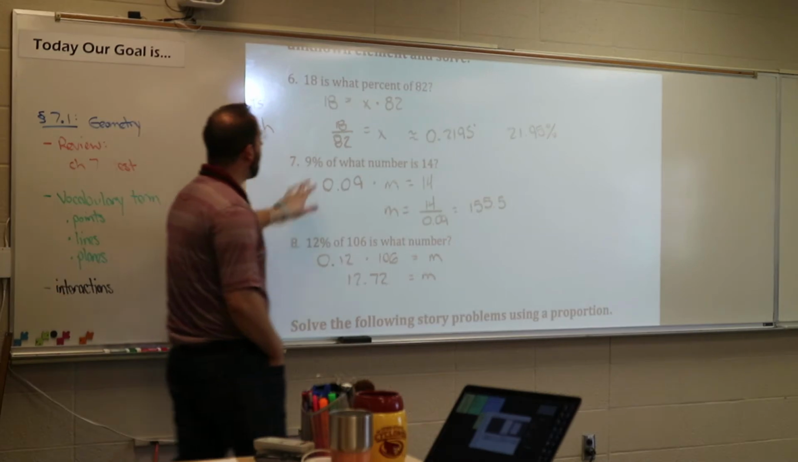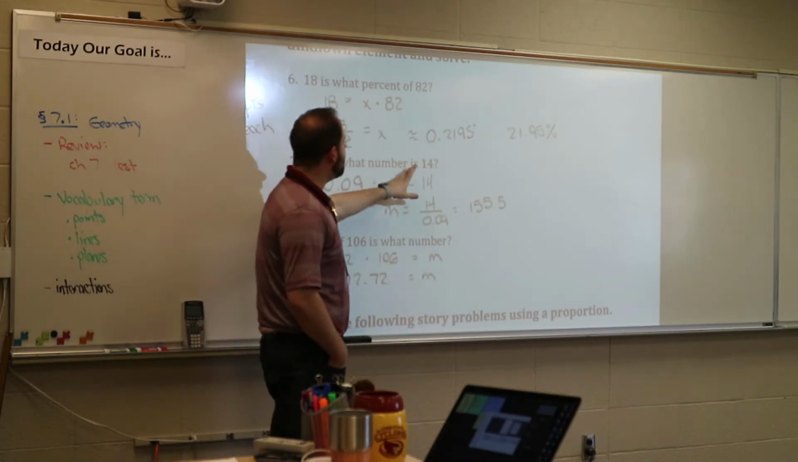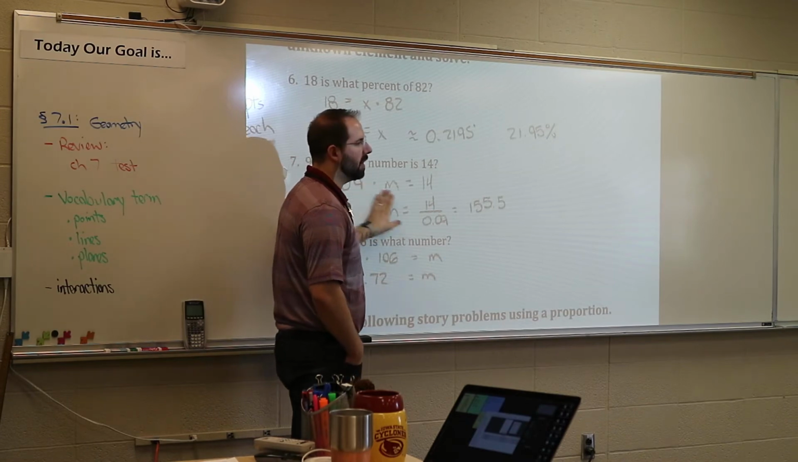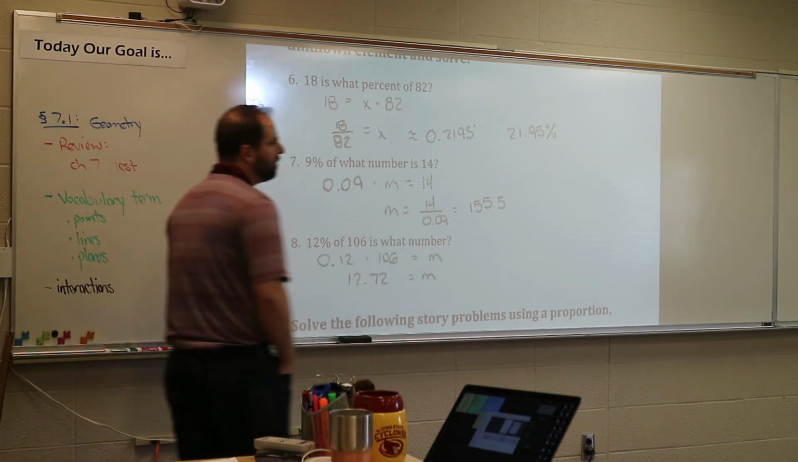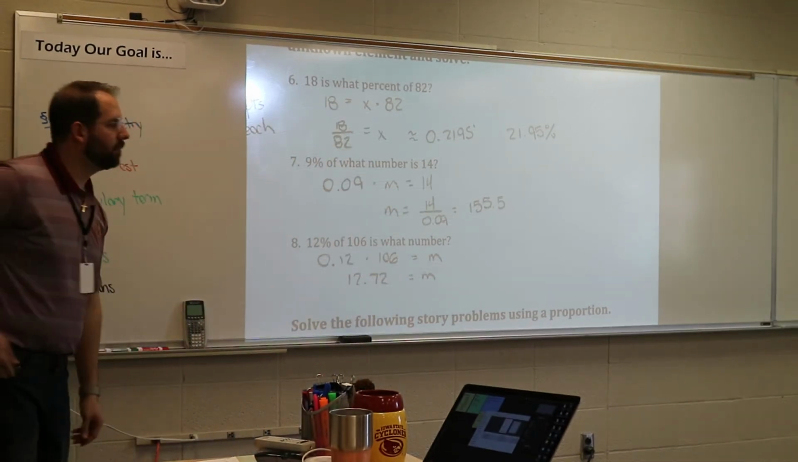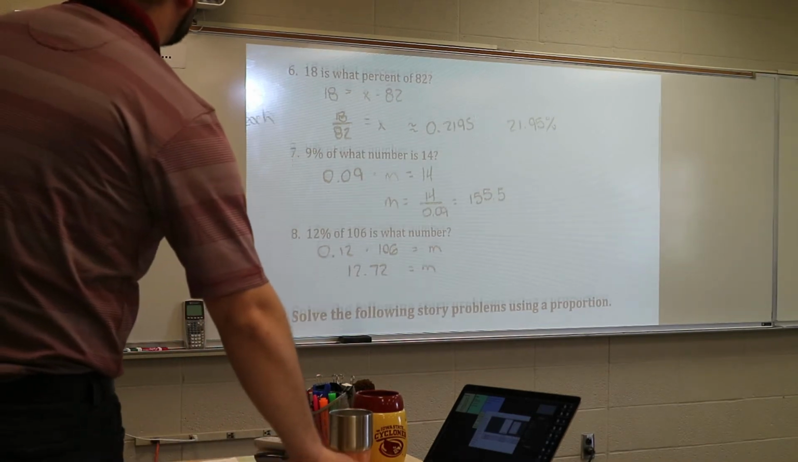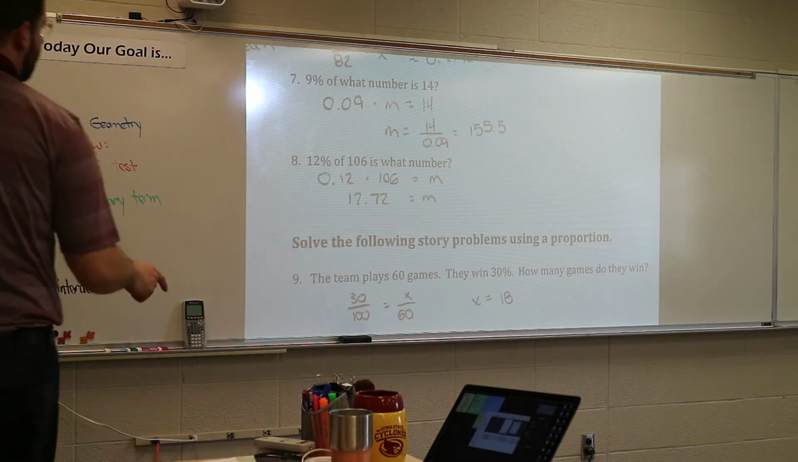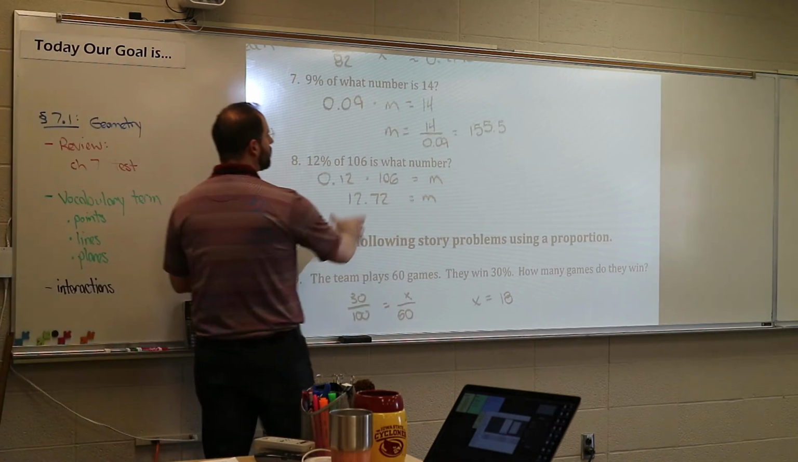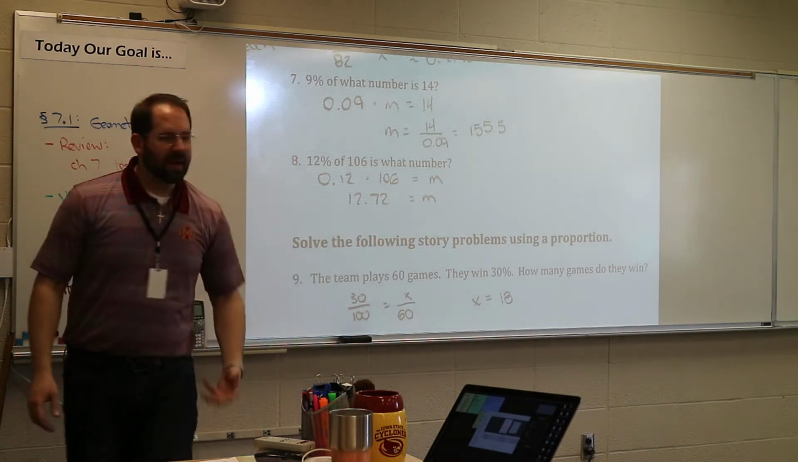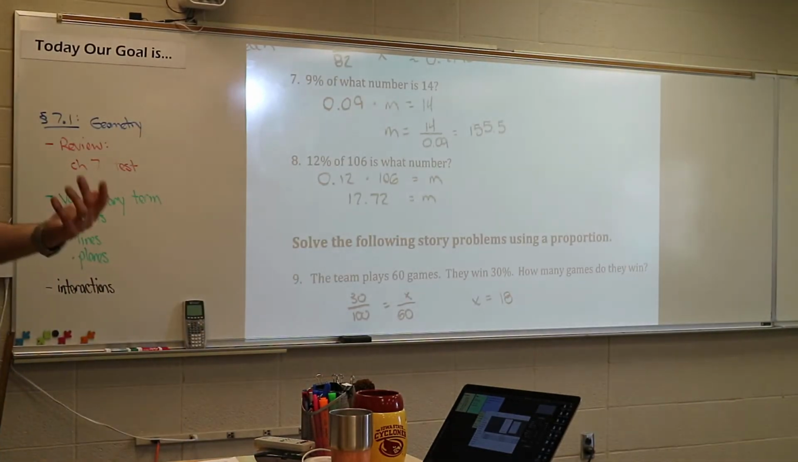Okay, next one. 9% of a number is 14. 9% is 0.09 of this number. You divide it by 0.09, you get 155. Okay, next. Number 8. 12% of 106. So 0.12 times 106, you get 12.72. Okay, that was the easiest way if you're doing it by algebra.